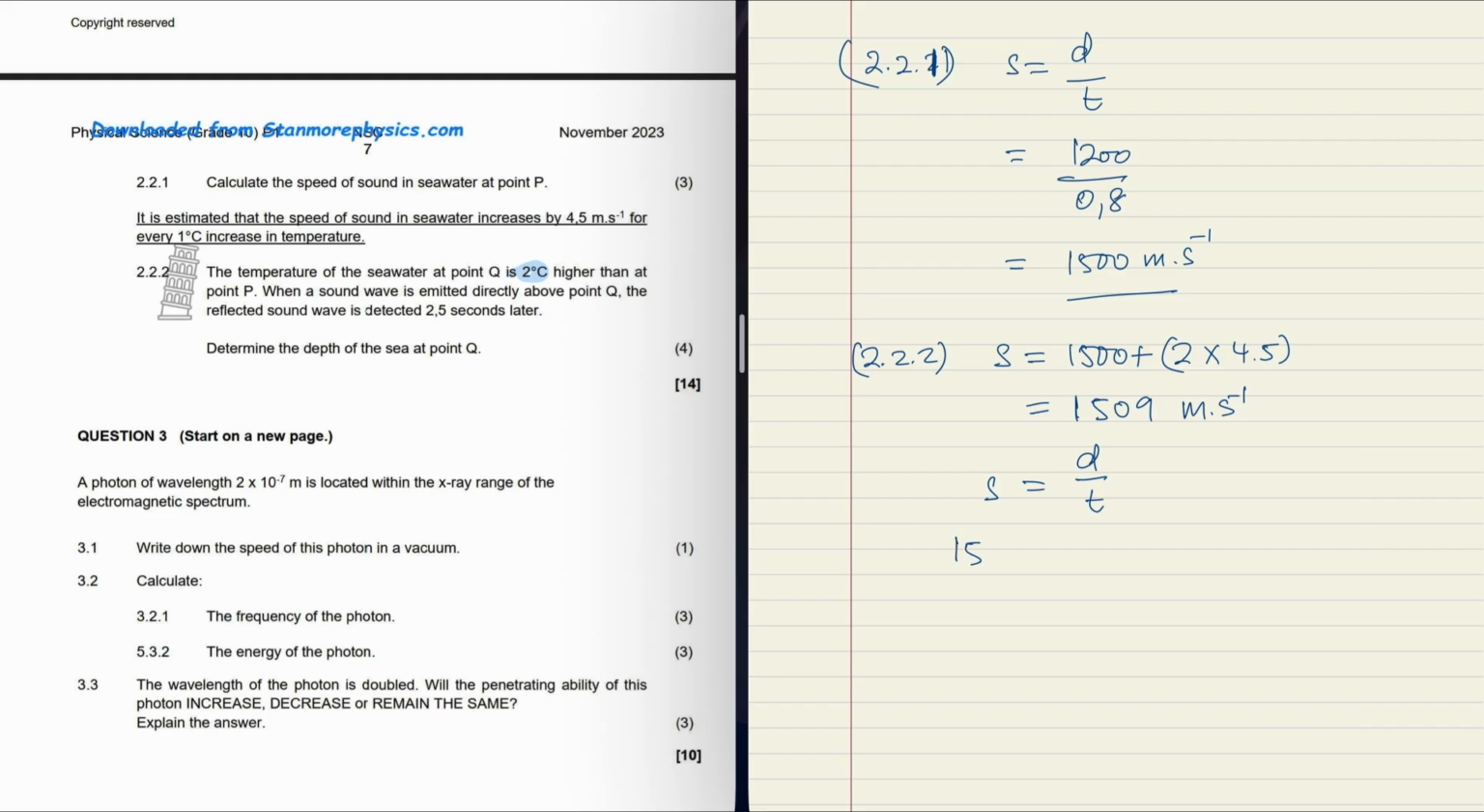Now we can use the formula speed is equal to distance over time. We know the speed is 1,509. We don't know the distance, but we know the time. So the time to go down and to come up is 2.5 seconds. That means the time to go down must be 1.25 and the time to come back up must be 1.25. So the time to go down is 1.25. That means the distance is going to be 1.25 times 1,509, which is 1,886.25 meters.